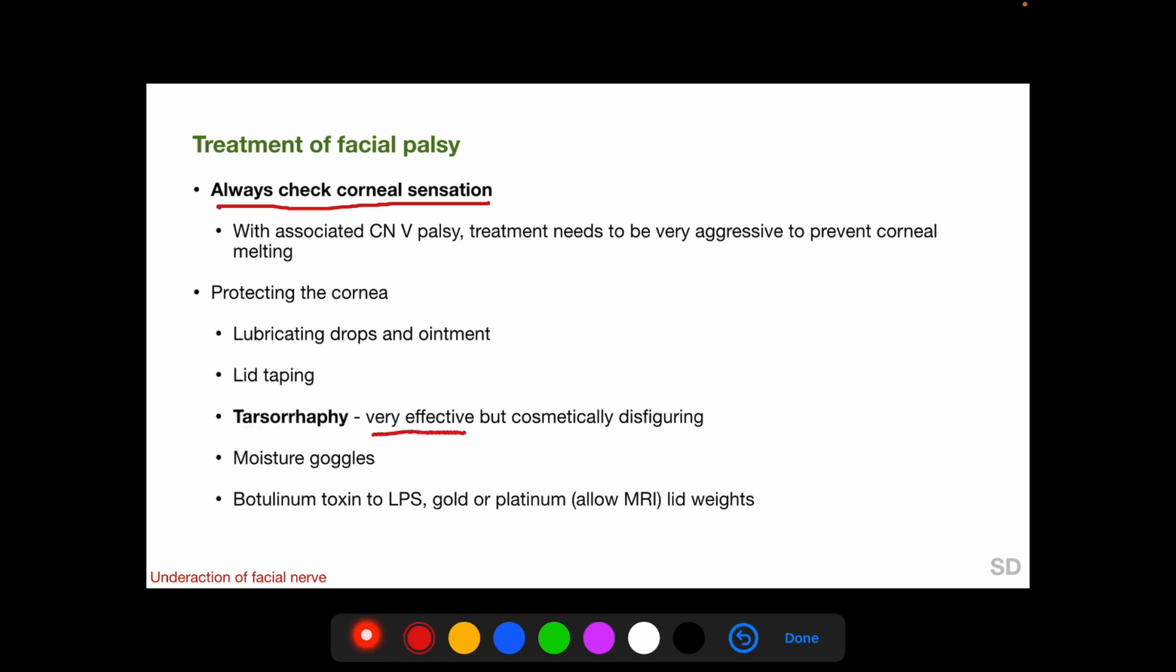but is cosmetically disfiguring. Other options in this scenario are moisture goggles, botulinum toxin to paralyze the levator palpebrae superioris so that it does not elevate the lid, and gold or platinum weights may be inserted in the upper lid in order to lower the upper lid. These methods are used because they allow MRI.